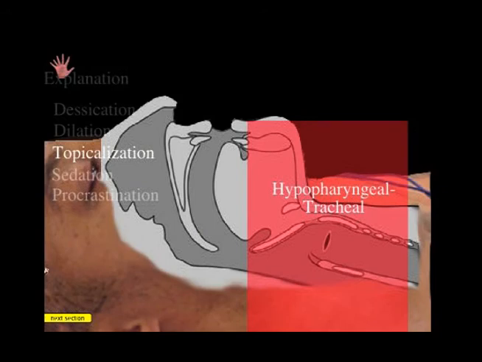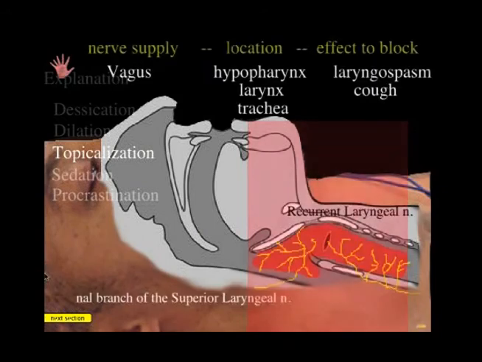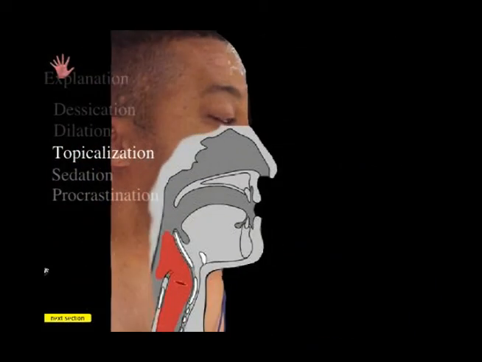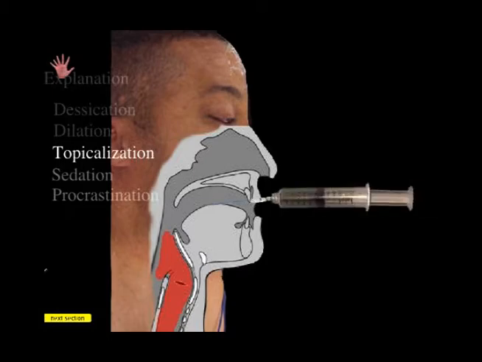So now we're going to turn to the last area, the hypopharynx, larynx, trachea. It's the vagus nerve. The location is the hypopharynx, larynx, trachea, and we're trying to block laryngospasm and cough. I'm going to do this with a technique that was taught to me by a pulmonologist. I'm going to take a syringe of viscous lidocaine solution, whatever you can get hold of.